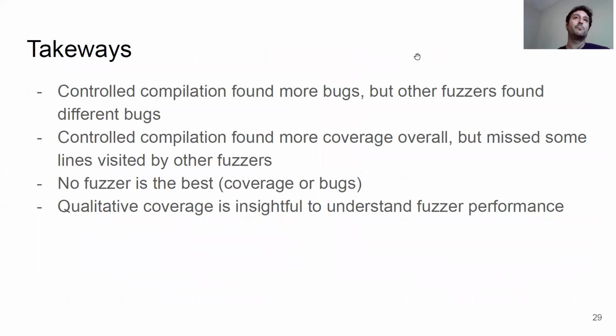The takeaway message of our presentation and our paper is that control compilation does help. In general, it helps us visit more lines and find more bugs than if we didn't use it. But the key takeaway message is that there is no fuzzer that is the best. Most of the time, whether you look at it in terms of coverage, bugs, or consistency, fuzzers tend to complement each other. And we hope that qualitative coverage will help researchers find out which fuzzers complement each other well and how we can compose those techniques to improve coverage.